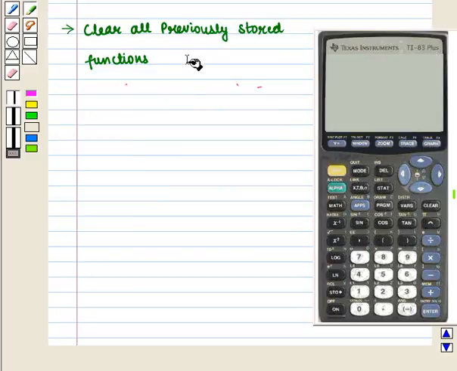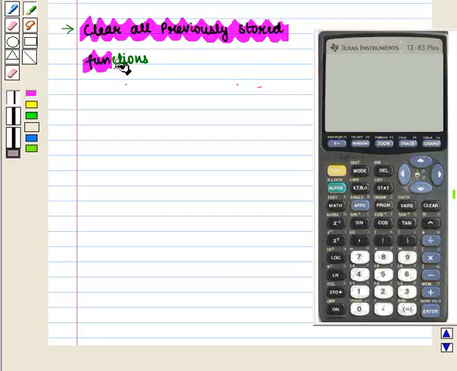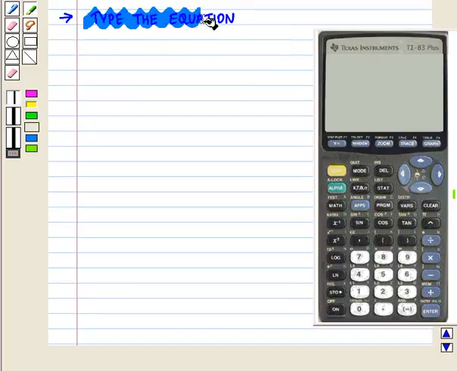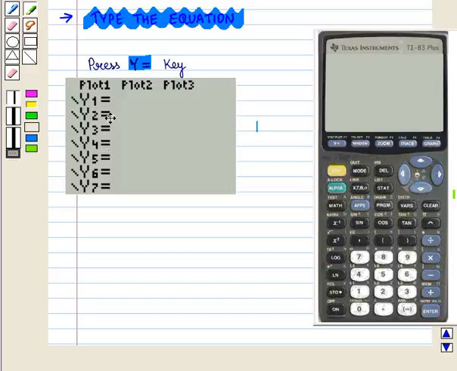Before you begin with the calculator, clear all previously stored functions. For this, on y is equal to, highlight each function and press clear key. Let us now type the equation. For this, we press y is equal to key and this screen will be displayed. Now type minus 4 by 5x minus 4.